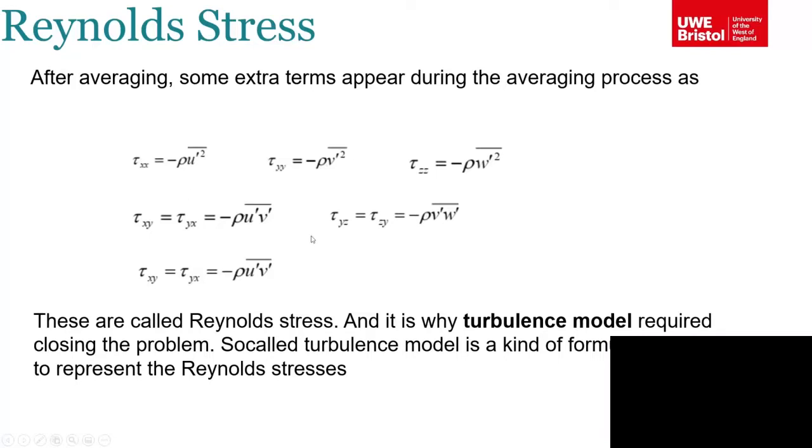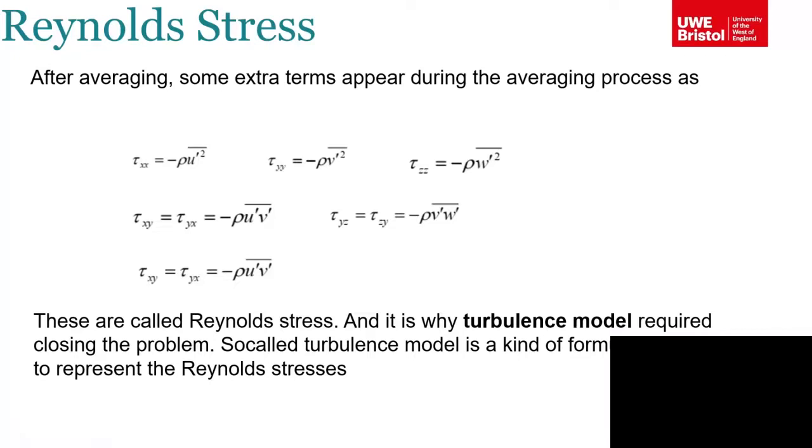So we have a number of unknowns and a number of equations. Now we have too many unknowns. These are extra unknowns. To close them, you need to have a model, an approximation for these unknowns. That's what is called turbulence modeling.